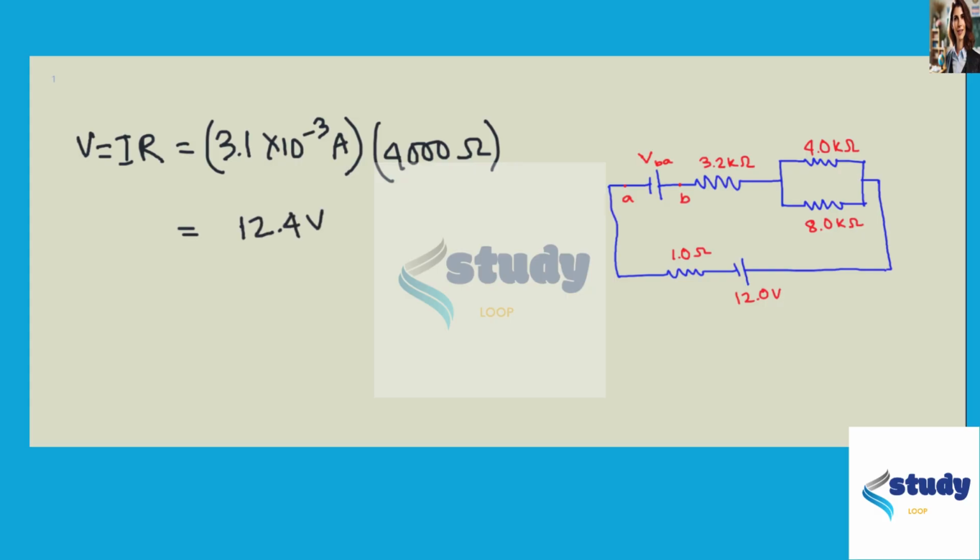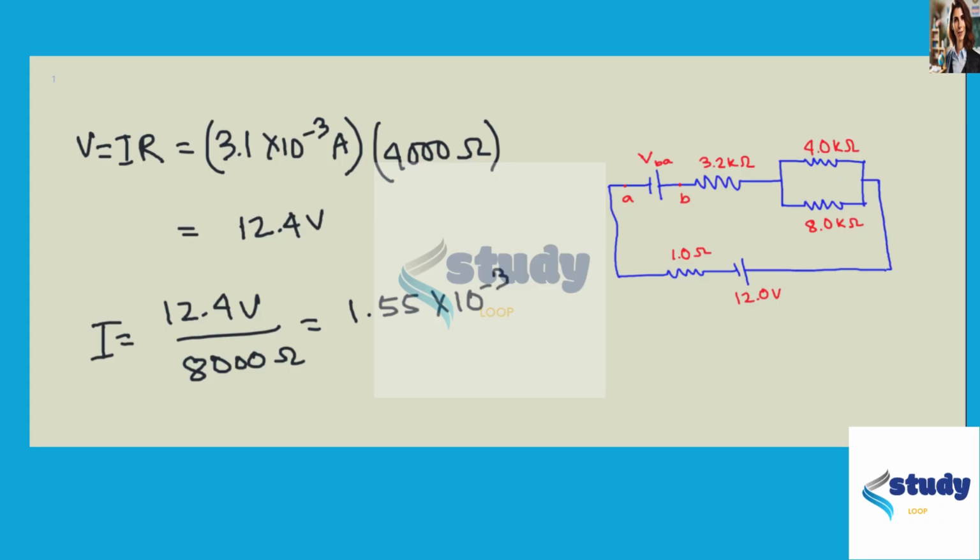Now, since this resistor is in parallel connection with the 4 kilo ohm resistor, the voltage drop across this one will be the same, and then we can find the current going through this part of the circuit, which is I equals V over R. Now V is 12.4 volts and R is 8 kilo ohms, so that's 8,000 ohms, and that gives us the current as 1.55 times 10 to the power minus 3 amps.